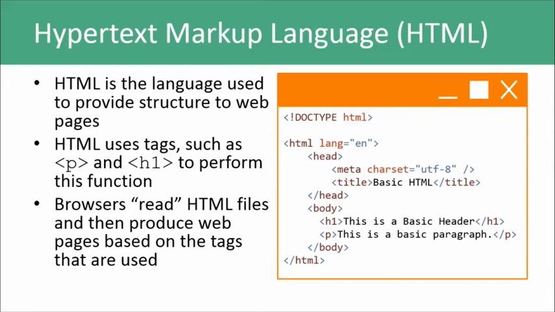HTML, Hypertext Markup Language, is the language used to provide structure to web pages. HTML uses tags such as P and H1 to perform this function. And so if you take a look over here in the graphic, H1 is a basic header, whereas P allows us to write paragraphs, right? Browsers read this markup language and then render the web pages that we see on screen.